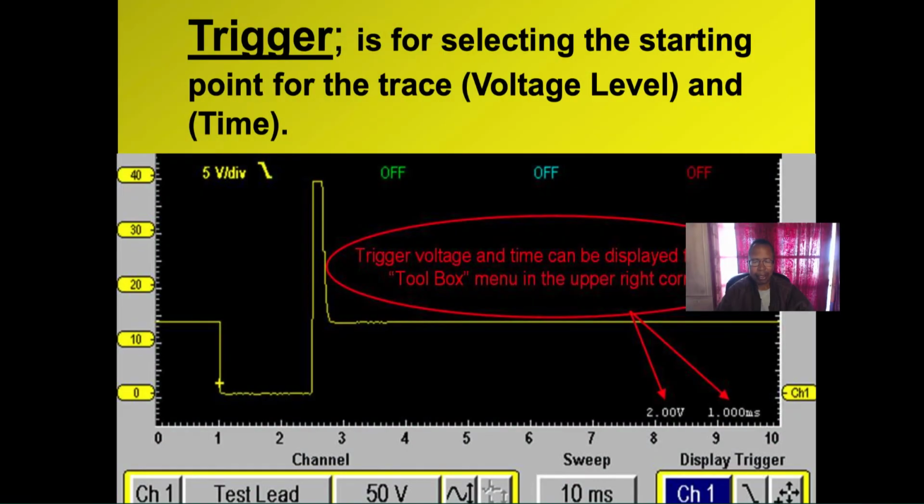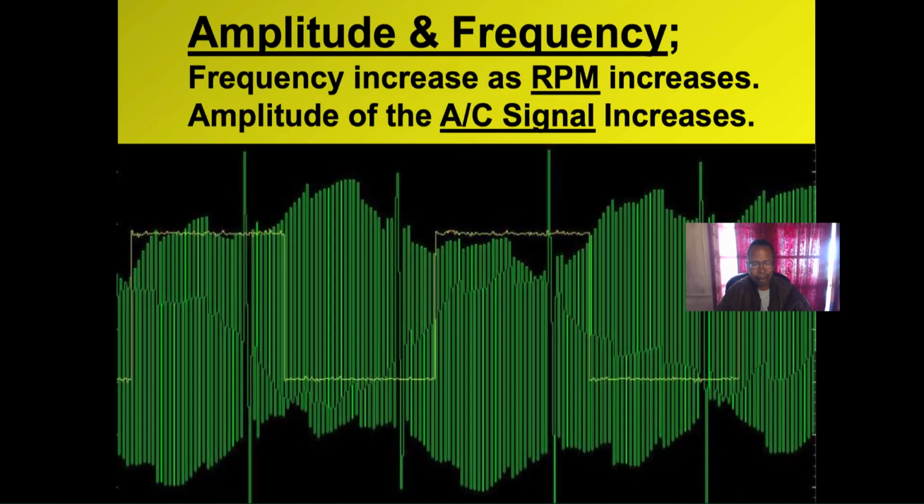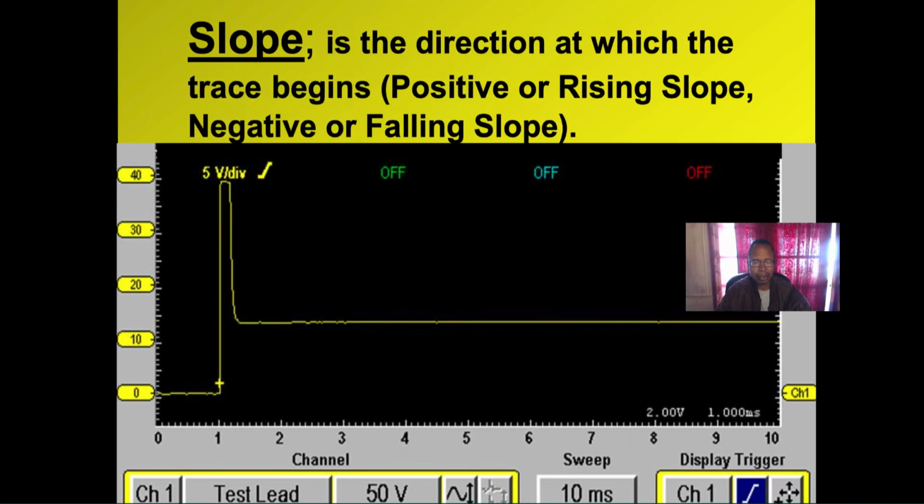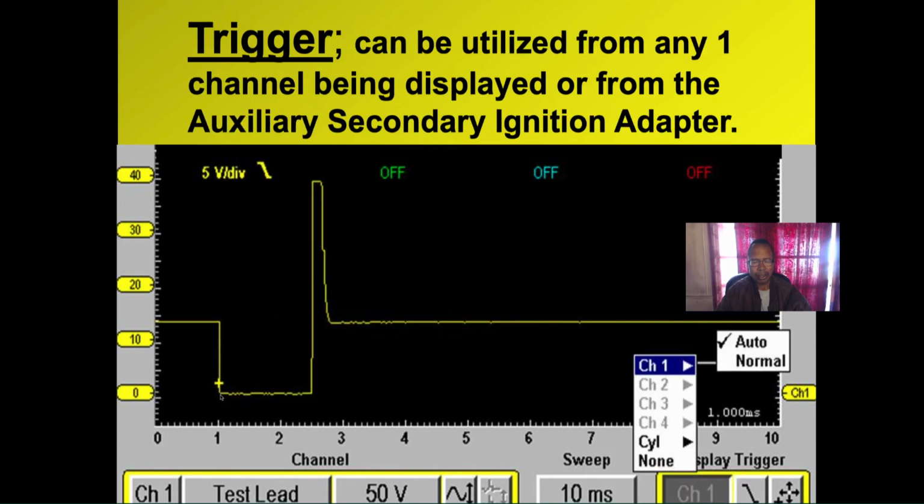It all depends on the signal you're looking at, how you want to set it up. So my trigger on this particular picture is 2 volts on a falling edge. If I was on this one, this would be about 2 volts again on a rising edge. So, again, to repeat, trigger starts drawing a trace at a certain voltage level.